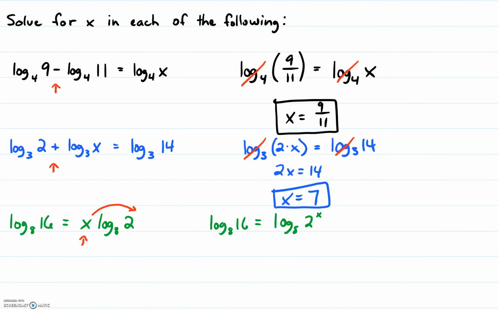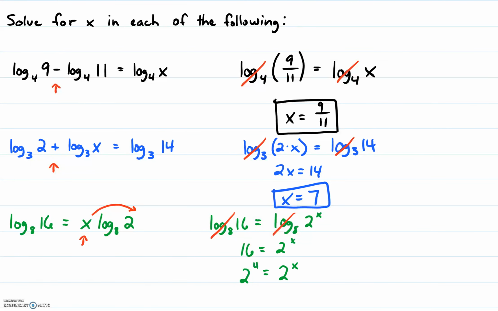And so now we can do our little trick. We have log base 8 of something is equal to log base 8 of something, so the log base 8's cancel out, and that's going to leave us with 16 is equal to 2 to the x. And all this is asking is 2 to what power is equal to 16. So if you know that answer is 4, you're good to go. If you don't see that quite yet, just change the 16 into a power of 2 so that you get the same base, and you'll have 2 to the 4 is equal to 2 to the x.